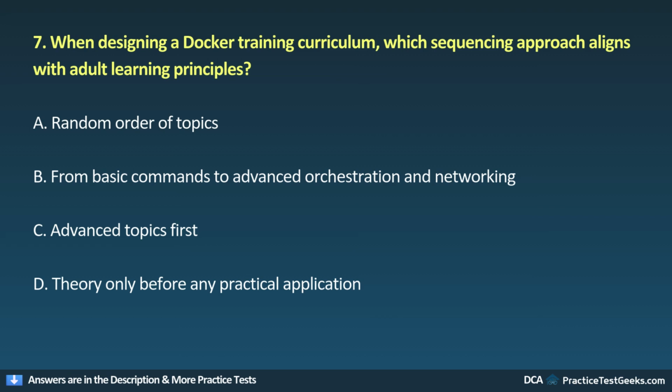7. When designing a Docker training curriculum, which sequencing approach aligns with adult learning principles? A. Random order of topics. B. From basic commands to advanced orchestration and networking. C. Advanced topics first. D. Theory only before any practical application.